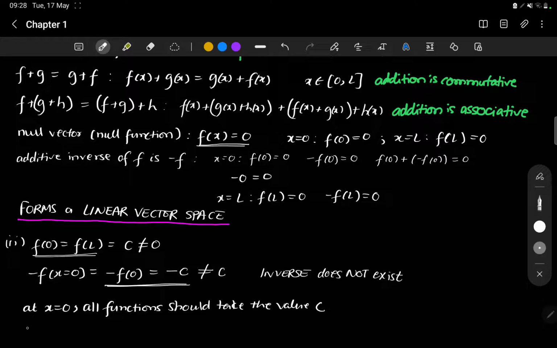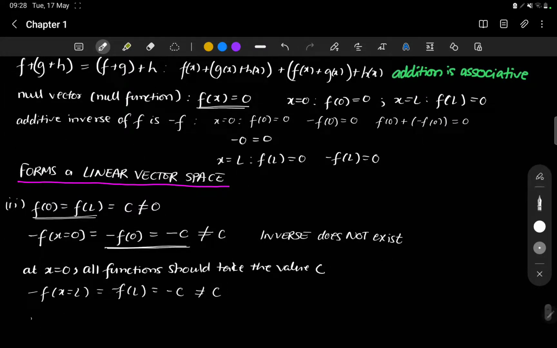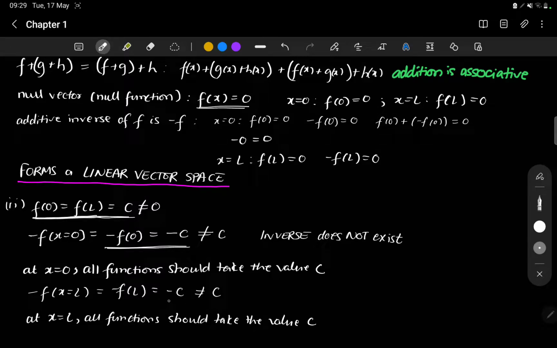Similarly, if we look at x equal to L, minus f(L) is equal to minus c, which is not equal to c. Again, at x equal to L, all functions should take the value c by this definition that we have. So clearly our inverse function is not taking that value c. It is taking some other value.